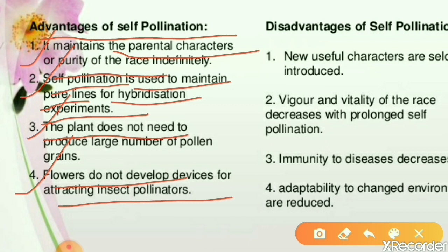Once again, it maintains the parental characters or purity of the race. Second, self-pollination is used to maintain pure line for hybridization experiment. Next, the plant does not need to produce large number of pollen grains. Last, flowers do not develop devices for attracting insect pollinators. Okay, all these are the points regarding advantages of self-pollination.